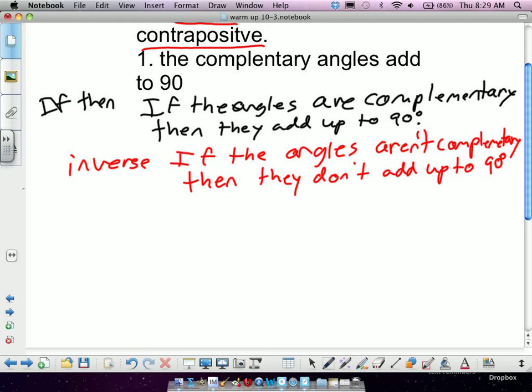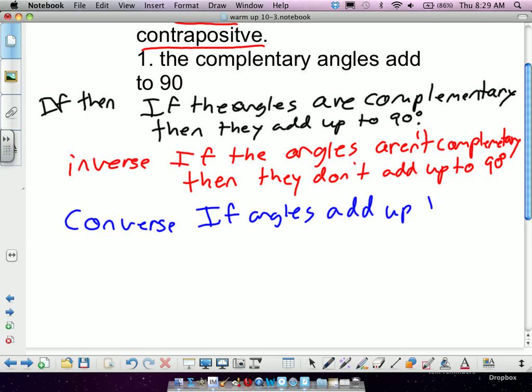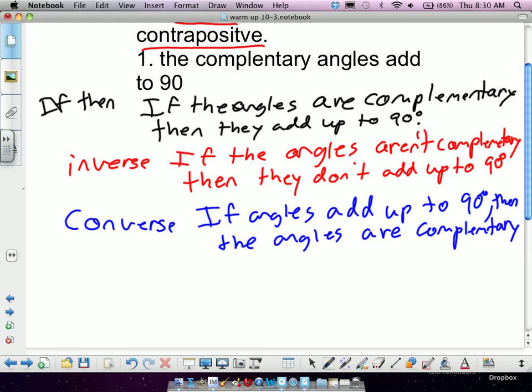Okay, who's got my converse of this statement? You guys? Okay, what's the converse? If angles add up to 90, then the angles are complementary. Okay.